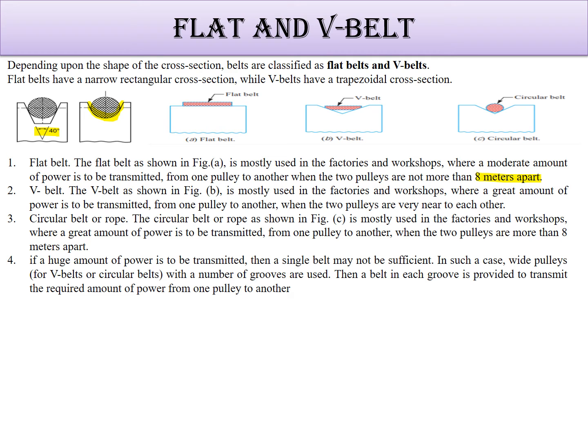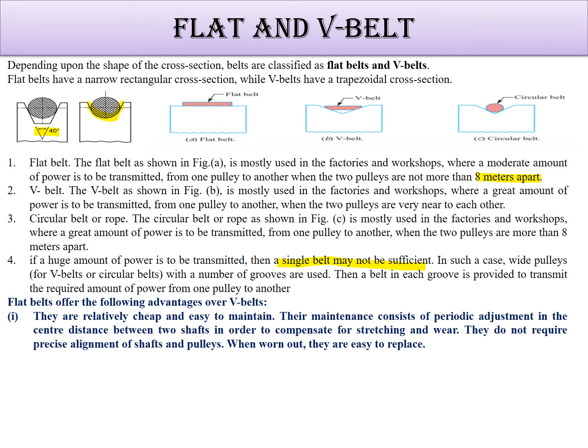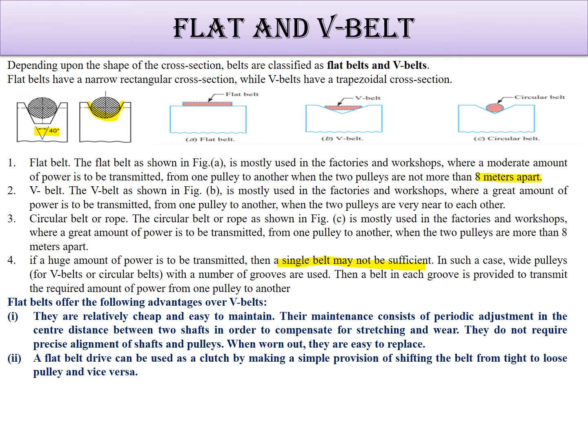So if you are going to transmit huge power, a single belt is not sufficient. You need more than one belt. So a wide pulley is there, V belt or circular belt we use. Based on that we work. Now flat belts offer the following advantages over the V belt: it is really cheap, easy to maintain. They do not require precise alignment of shaft and pulley, and flat belt drives can be used as a clutch by making a simple provision of shifting the belt from the tight to the loose side.